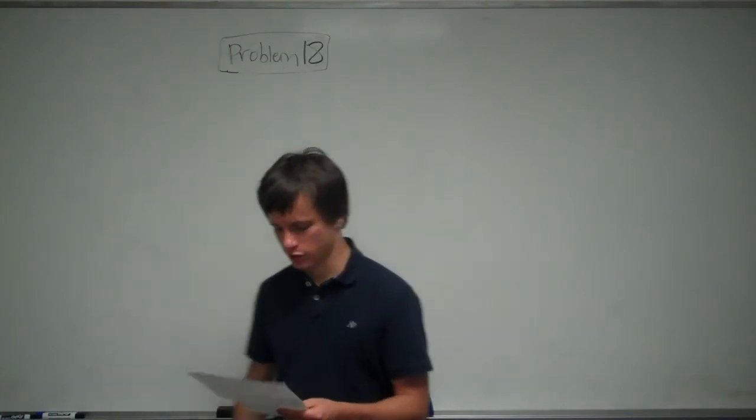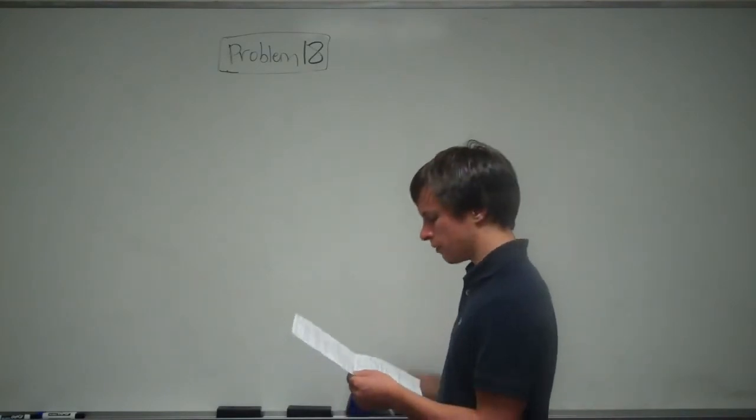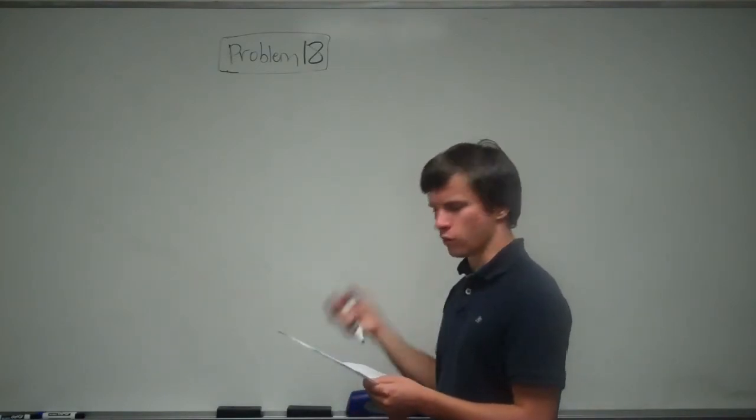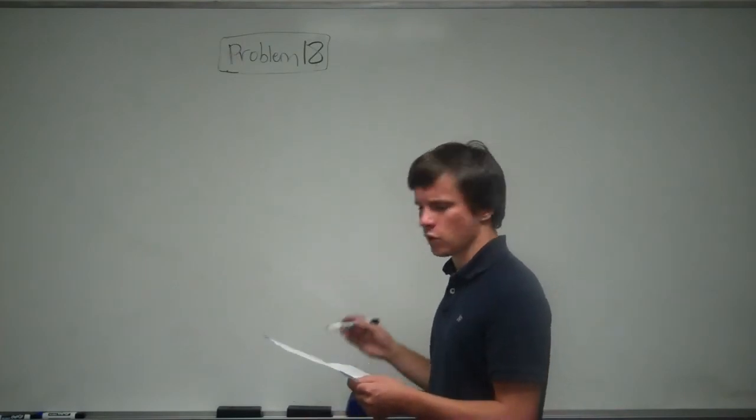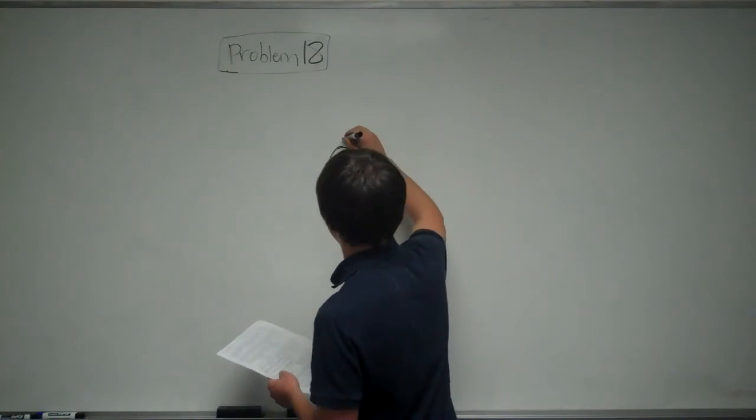Question 18. What is the formal charge of the central atom in the hydronium ion? H3O+. So first we should draw the Lewis structure of that compound. And we know that hydrogen can only be attached to one thing, so it only makes sense that all three hydrogens would be attached to an oxygen in the middle.